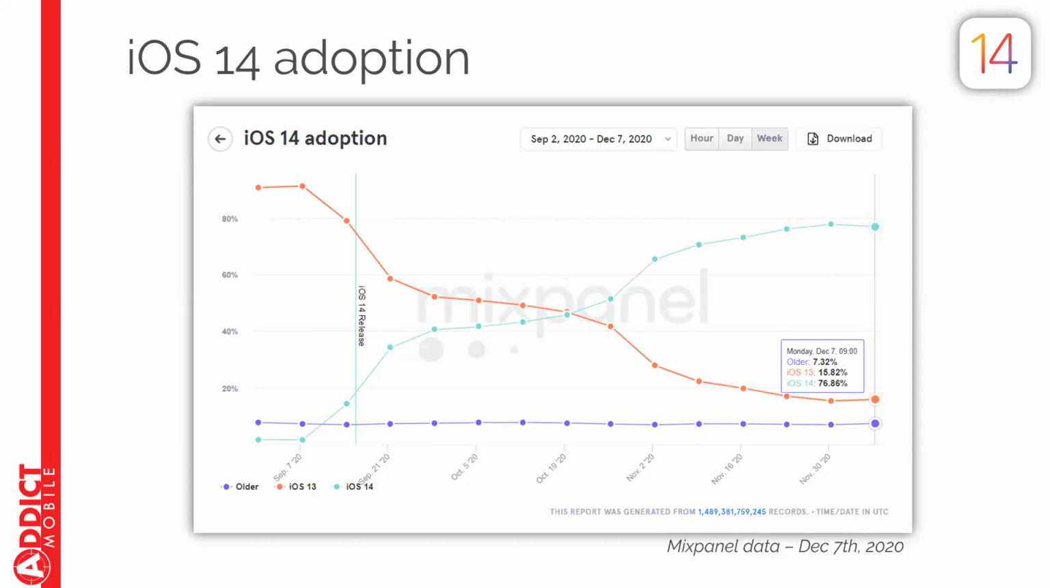So what we can see here is the iOS 14 adoption as of the 7th of December. Almost 80% of iOS users are already on the latest version, meaning that when the ATT framework rolls out, basically most of the users will have access to it.